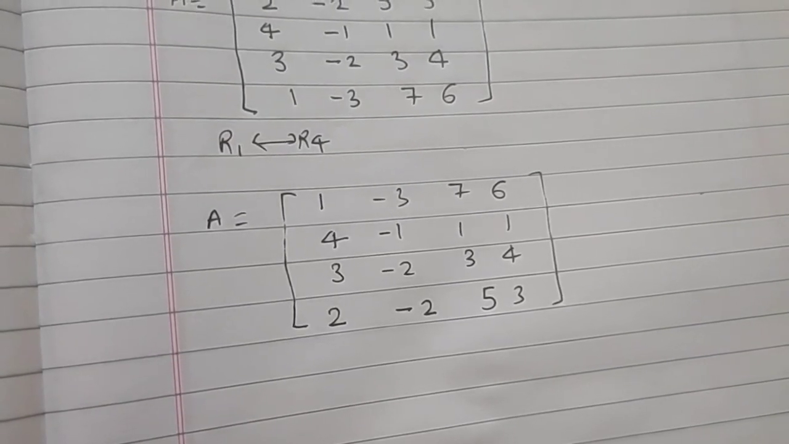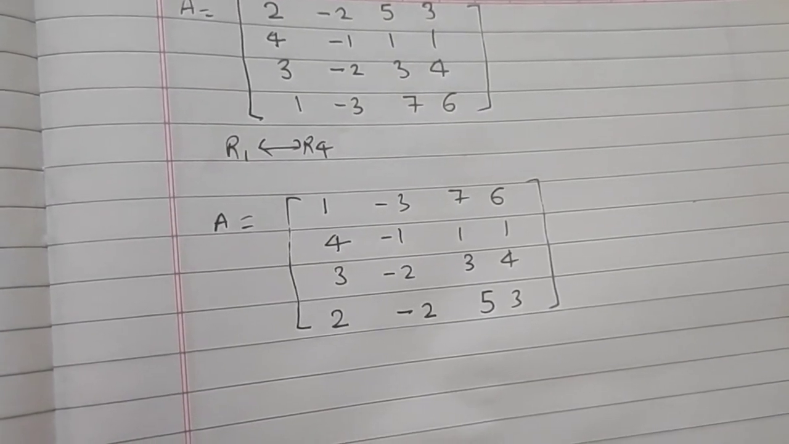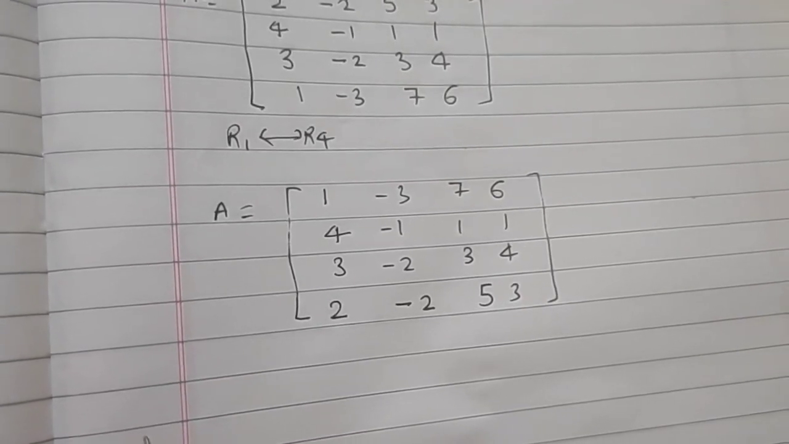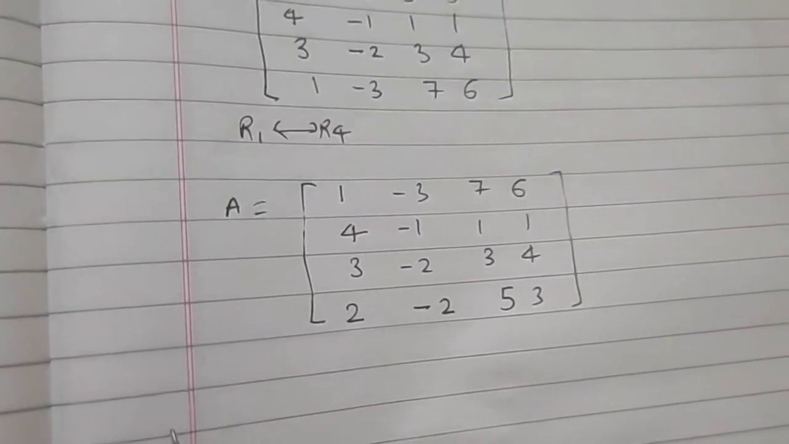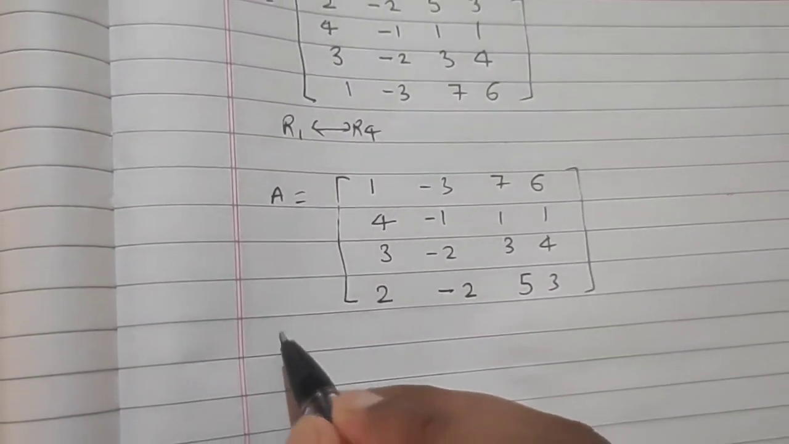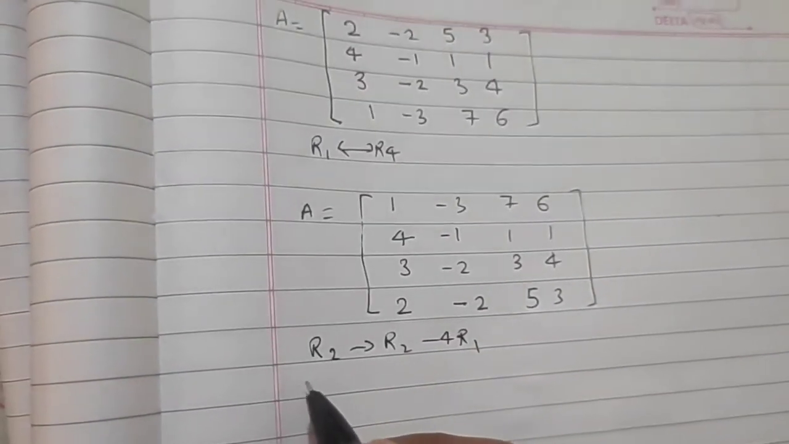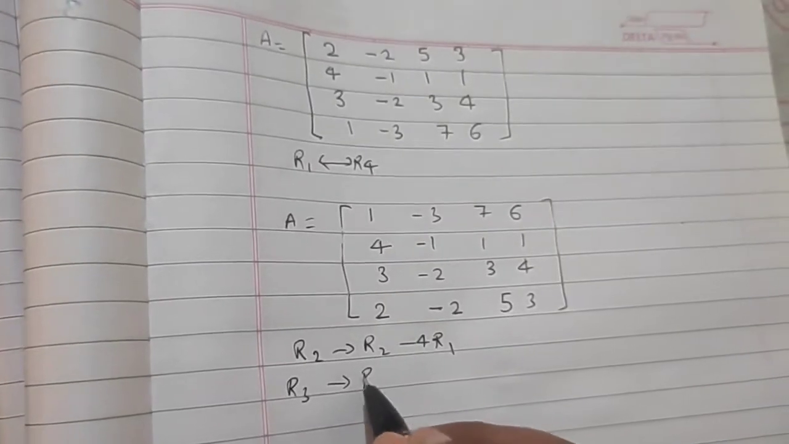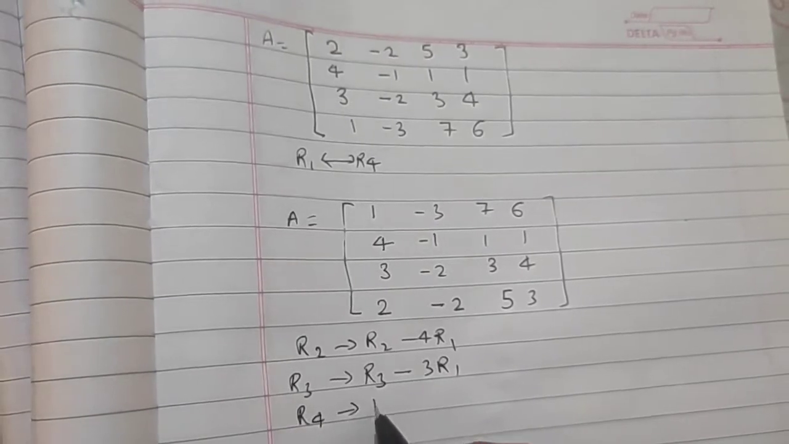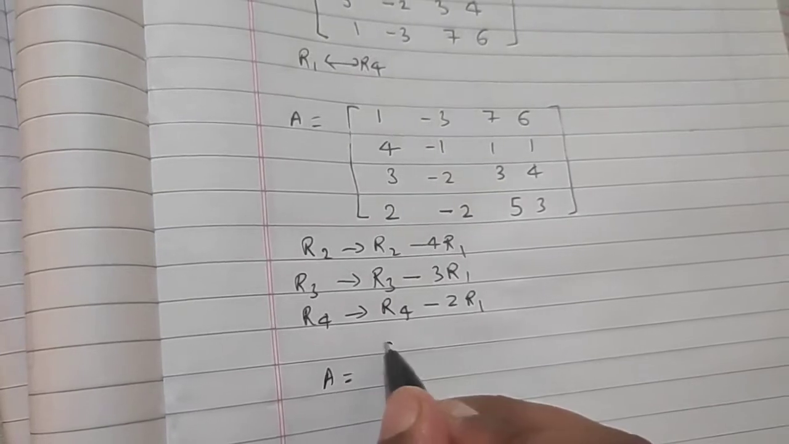I hope I am able to tell you a simple method to approach this question, because I'm using English, but that is not a tough thing to understand. So the next operation which I will use is, with the help of this one I will make this 3 to 0. So simple thing, R2 to R2 minus 4 times R1, then R3 to R3 minus 3 times R1 and R4 to R4 minus 2 times R1. So this is a simple thing, but there will be some calculations.